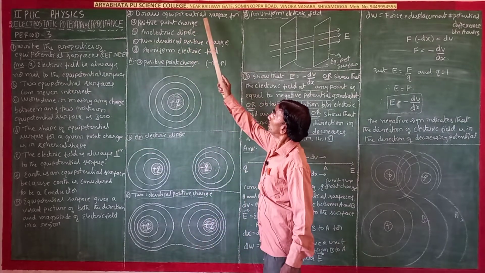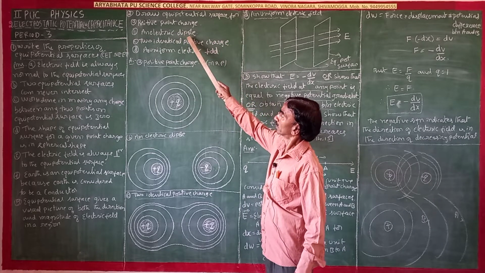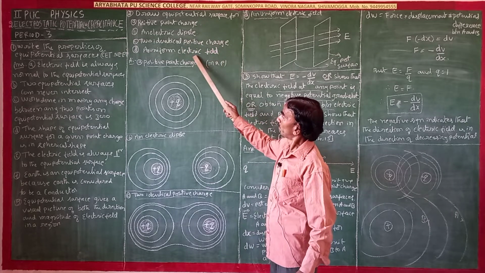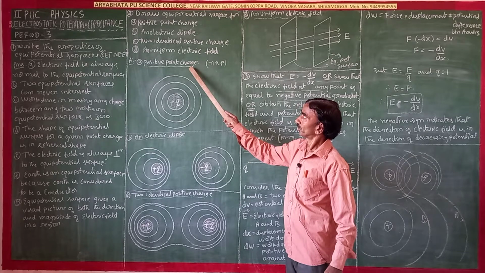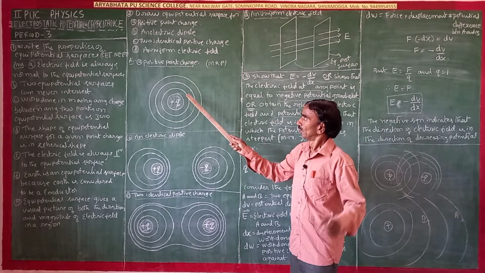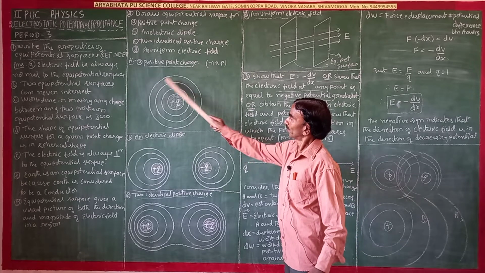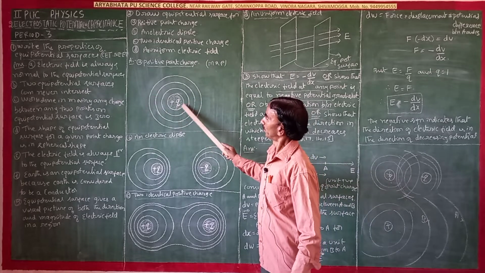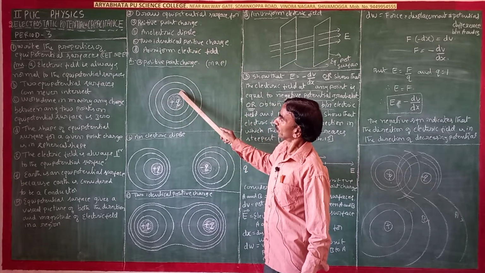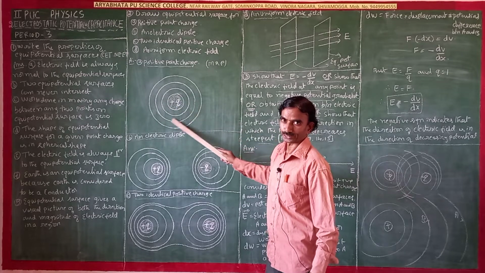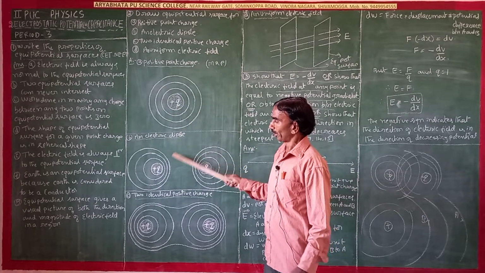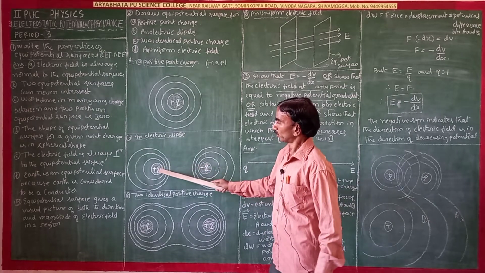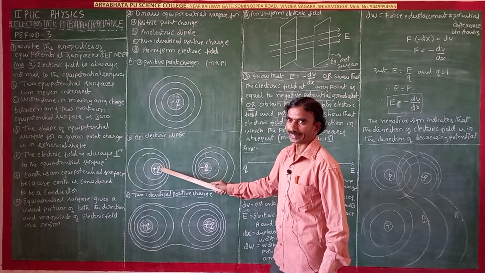Next one: draw the equipotential surface for a positive point charge, an electric dipole, two identical positive charges, and a uniform electric field. For a point charge, I have written in the previous period, it is spherical. This is a model question paper question. For a positive point charge, these are perfectly concentric spheres. An electric dipole means one positive and one negative charge separated by a distance, that is plus q and minus q. Plus q and minus q attract each other.